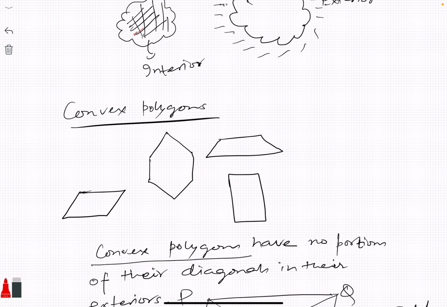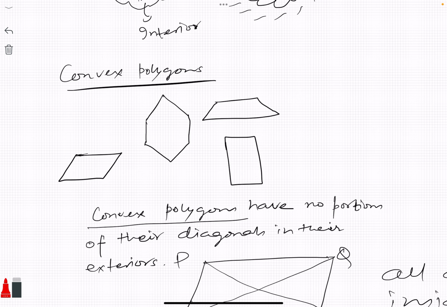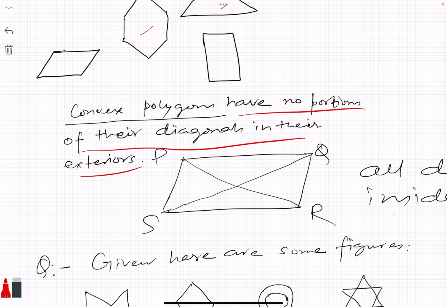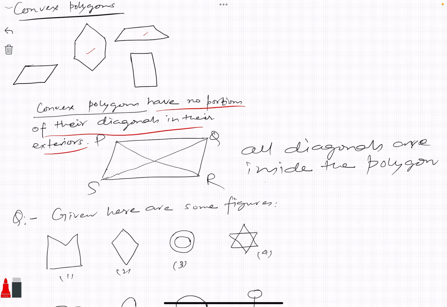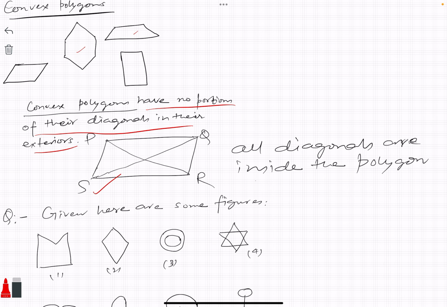Now we will discuss what is a convex polygon. A convex polygon has no portions of its diagonals in its exterior. All are inside. In this polygon, all diagonals are inside the polygon. Okay, this is a diagonal and this is a diagonal. They are inside the polygon.